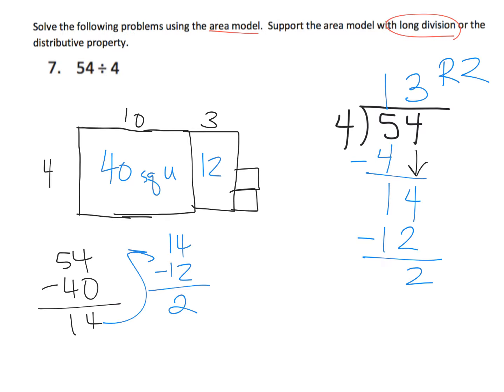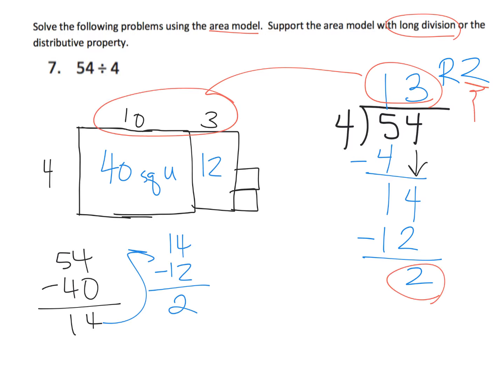So let's connect this. We got a 13 here. Where did we get 13 from? Right here. We got a 2 left over, and I also have it up here. We have 2 left over. Where did that come from? It came from right here.